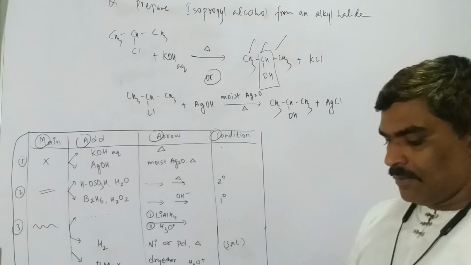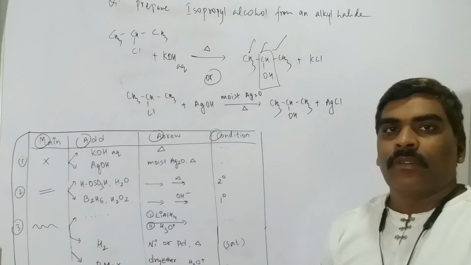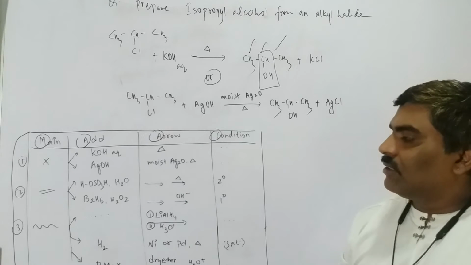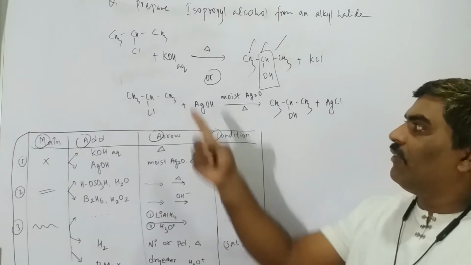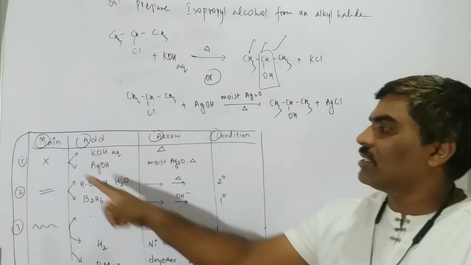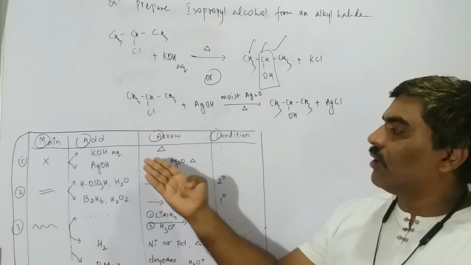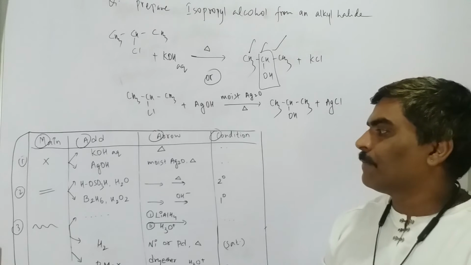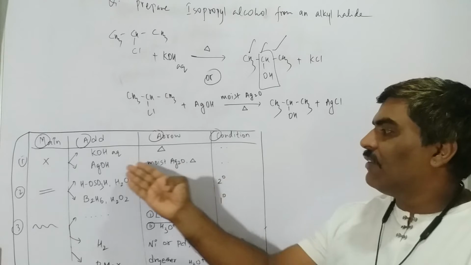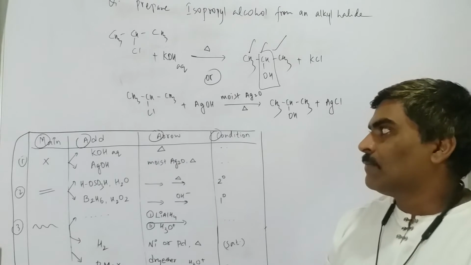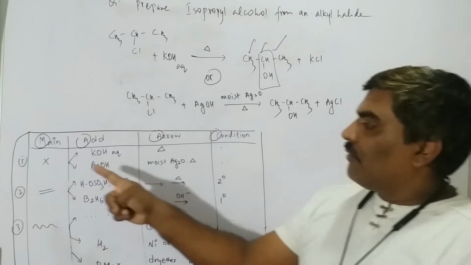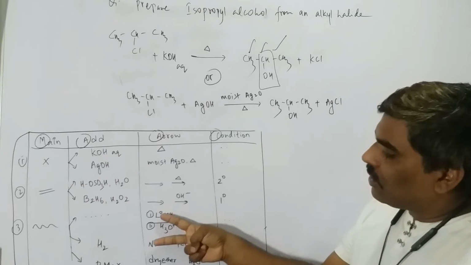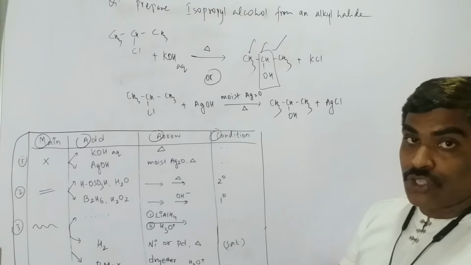Or, with the help of this table, you can find out that whenever halogen is there, you can go for alkali, KOH, NaOH, or moist silver oxide. So here we are done with this halogen. We saw this too. Now next question.